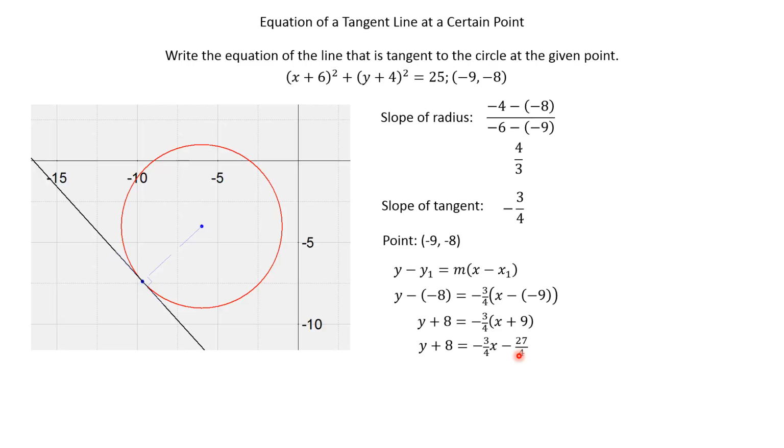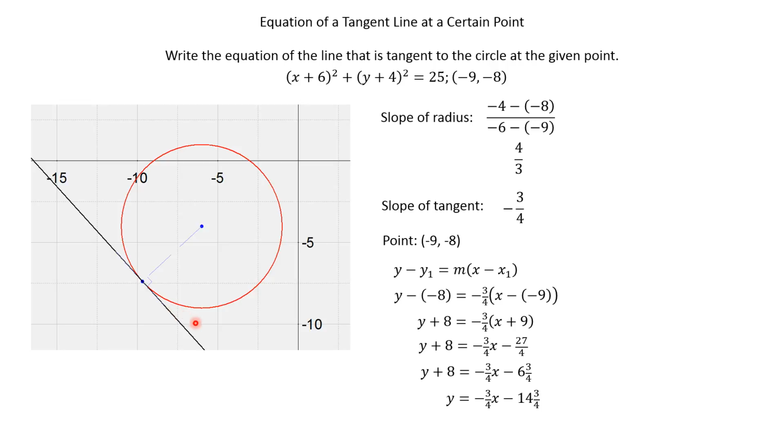You can leave that as a fraction, or in this case, since the next step is going to be to subtract 8, maybe make this a mixed number. So 27/4 is going to be 6 3/4. So we have -3/4 minus 6 3/4. Subtract 8 to get y equals -3/4 x minus 14 3/4.